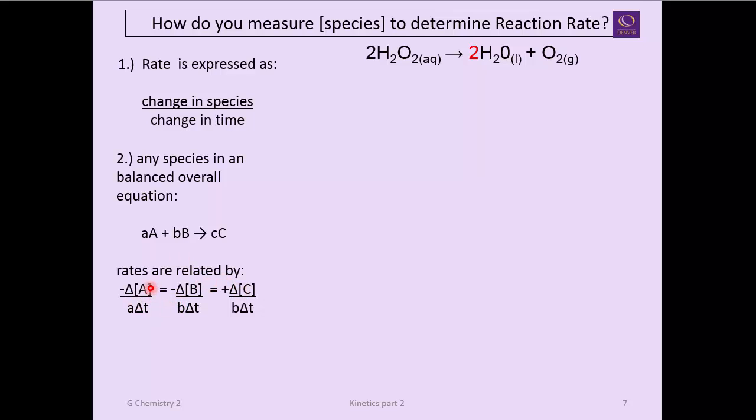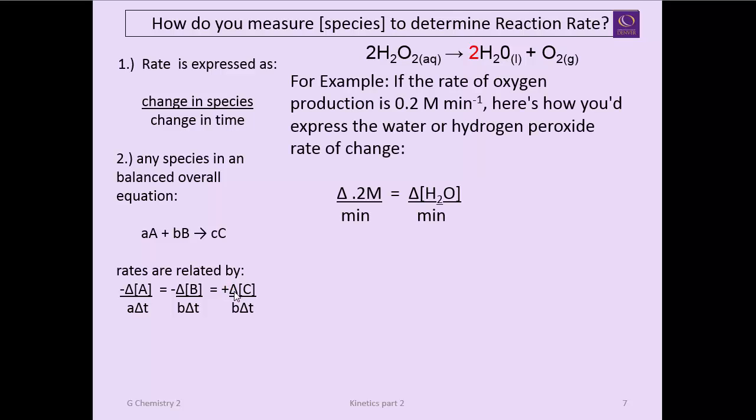Take your change in concentration divided by change in time, and the only thing you have to do is put the coefficient in the denominator. They'll all be set equal to each other, and by convention, remember, if this is a reactant, it's going away, so we put a negative sign on it, and if it's a product, it's being formed, so we put a positive sign on it. So what do we do with this equation?